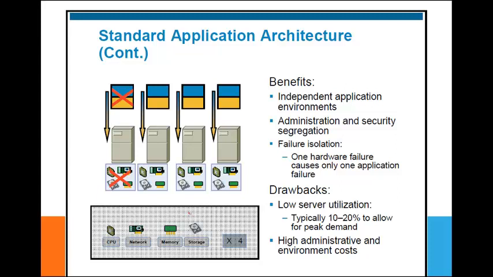The drawback is low server utilization. Only 10 to 20 percent of the machine is utilized properly. High administrative cost. Why high administrative? Because we have more physical boxes now. So environmental cost is also high. So this is the old story.